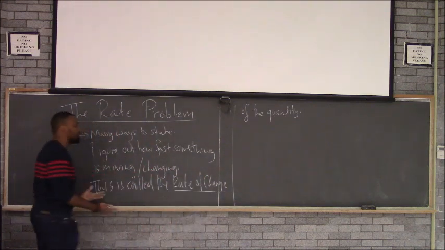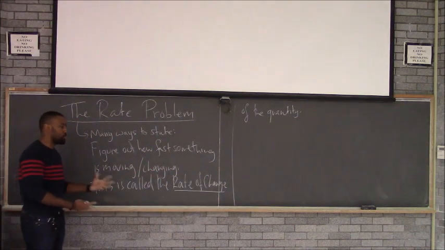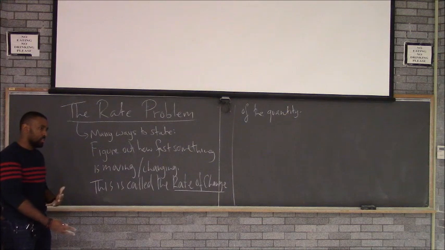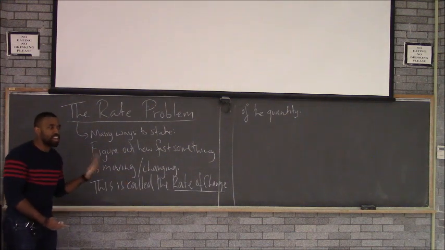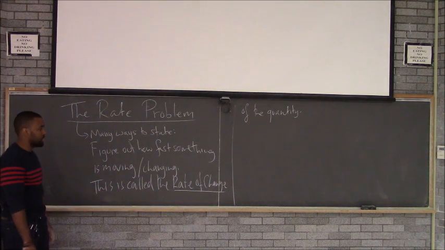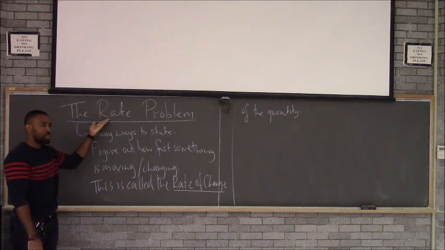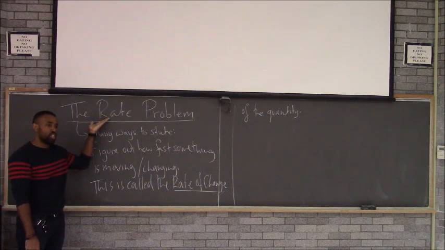We want to figure out in general, is there a general mathematical approach towards figuring out, if I'm watching something move, how fast it's moving, how fast it's changing. This is called the rate problem. How do we figure out the rate at which things are changing?